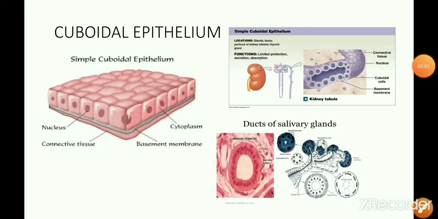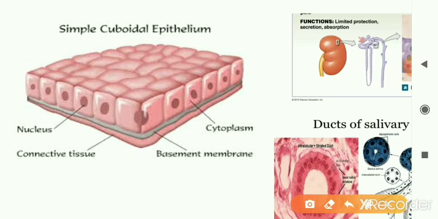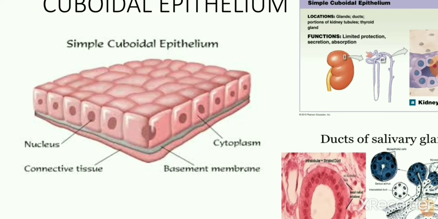Another type of epithelial tissue is the cuboidal epithelium. In cuboidal epithelial tissues you find that the cells of the tissue are cubical or cube-like in cross section. Each cell has a centrally placed round nucleus, right? So here this is the simple cuboidal epithelium, and if a cuboidal epithelium is multi-layered, it will be referred to as the stratified cuboidal epithelium.